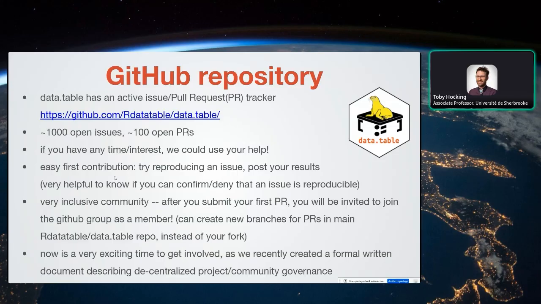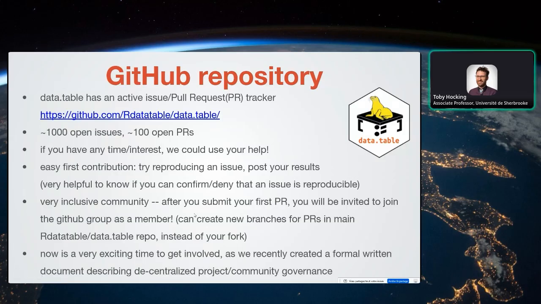An easy first contribution, even if you don't know anything about R programming or the C code, is to try reproducing an issue. Download data table, see if you can comment about whether that issue was reproducible, and post the results you got on your own system. It's very helpful for us to know if you can confirm or deny that an issue is reproducible.